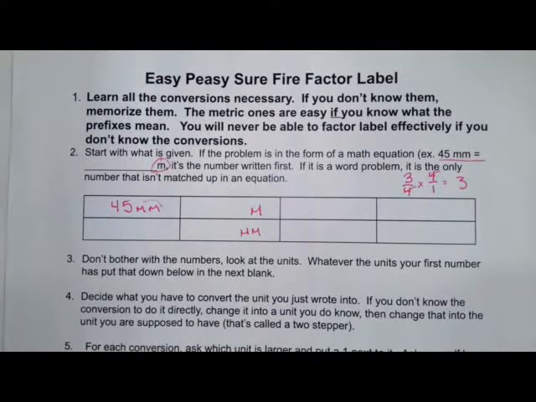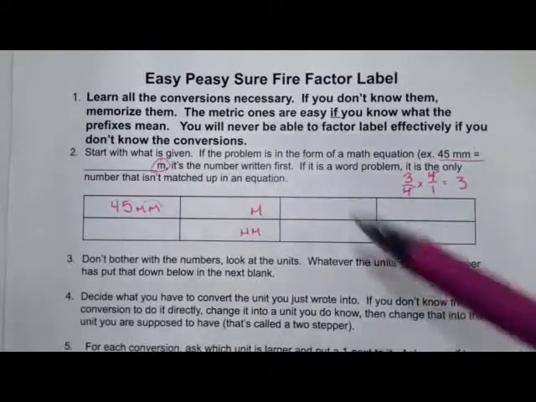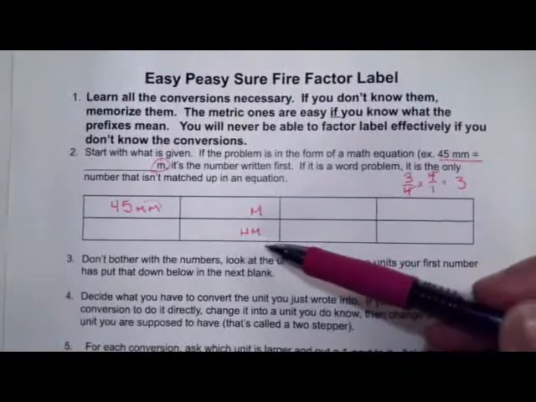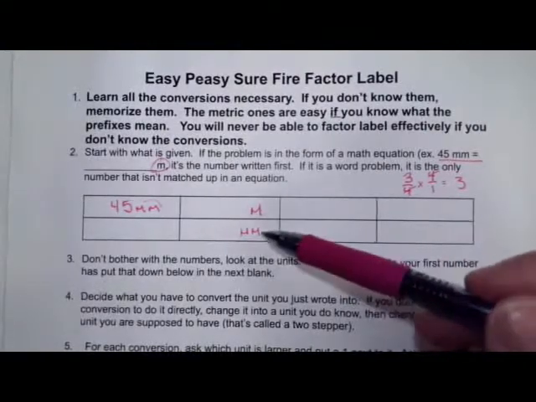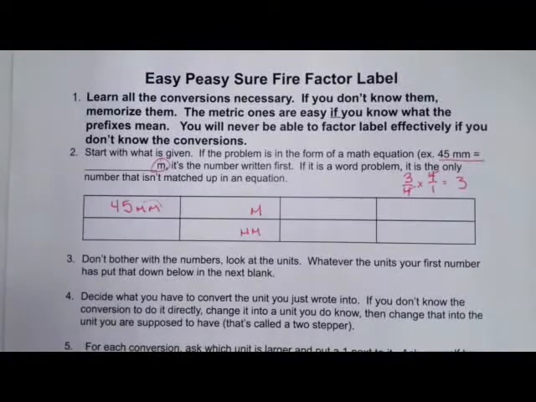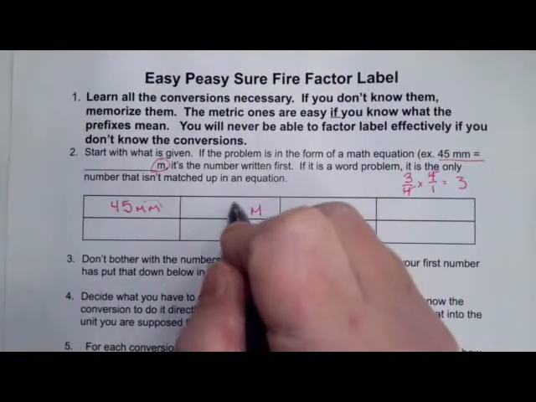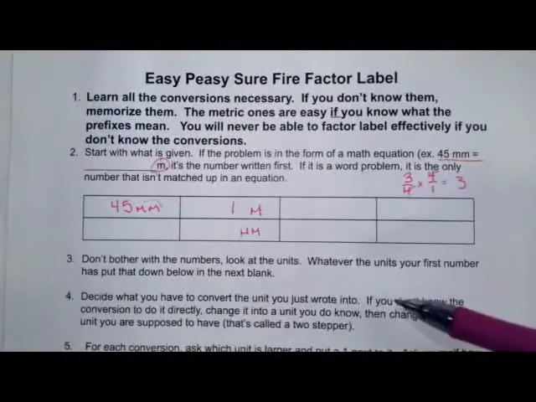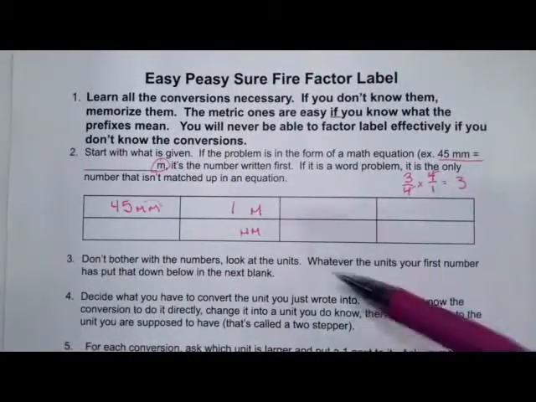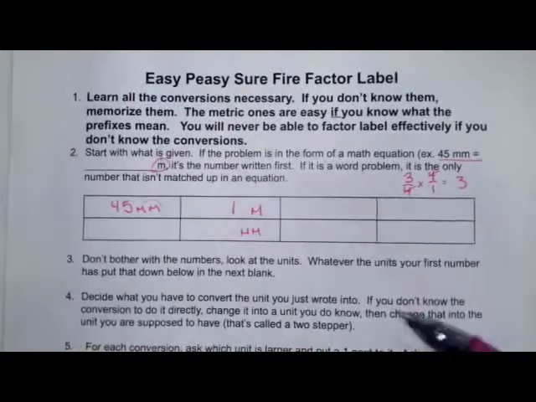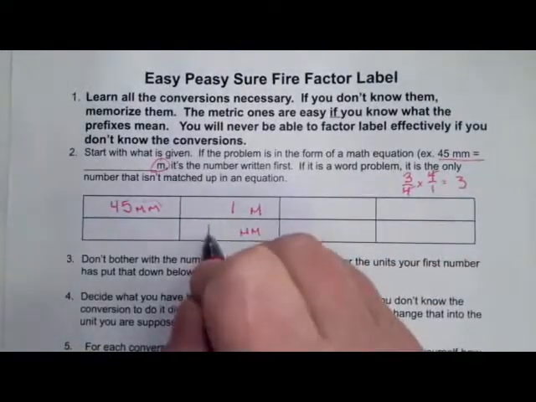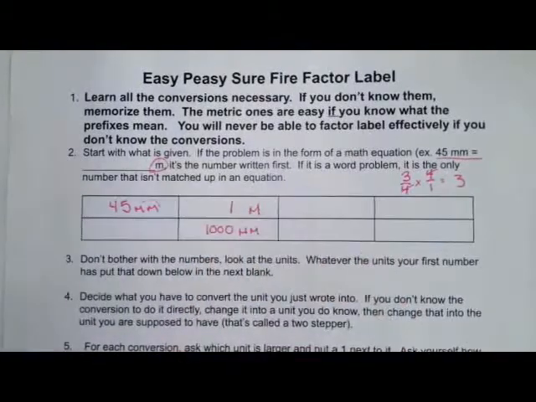For each conversion, ask which unit is larger and put a 1 next to it. So is a millimeter larger or a meter? Well, meter is an entire stick. A millimeter, there are 1,000 little millimeter marks on the stick, so I would say the meter is the larger. So then ask yourself how many smaller units make up the larger unit. So how many millimeters make up a meter? Looking at your conversion sheet, you would find out that it's 1,000.